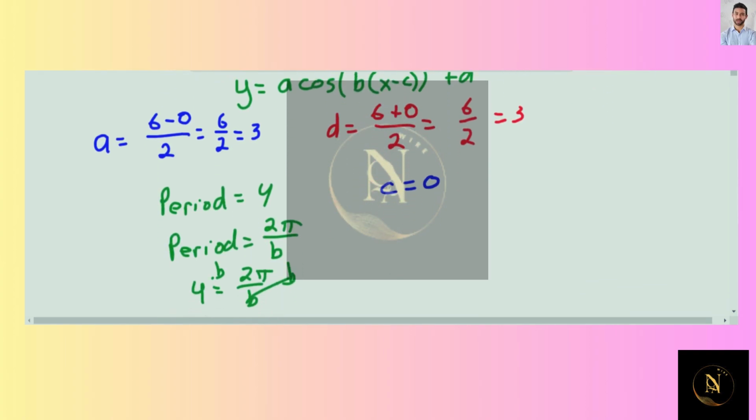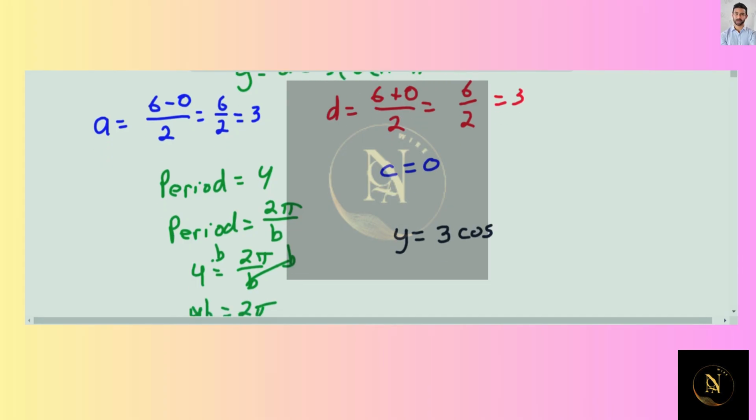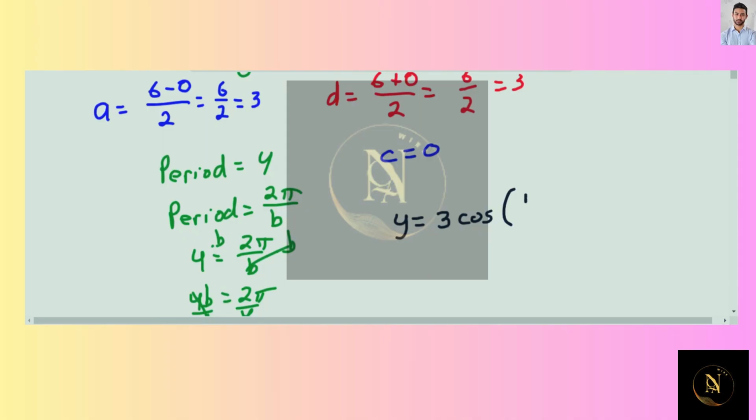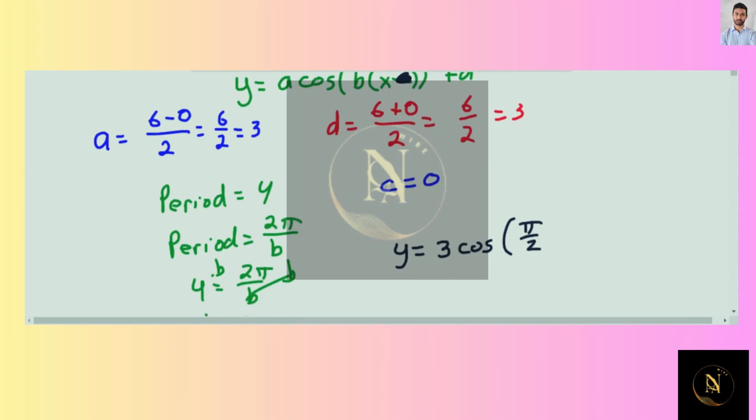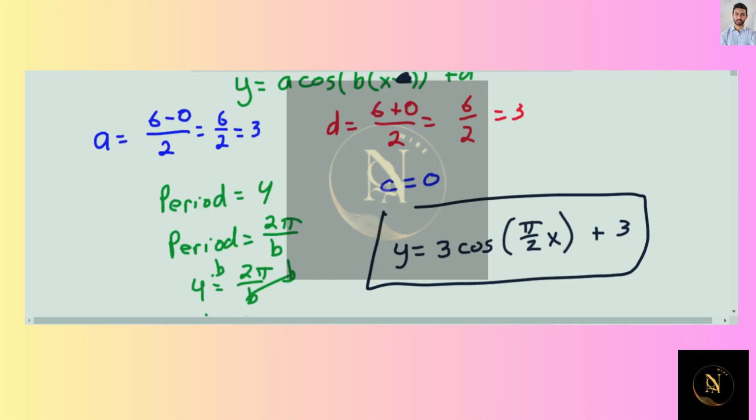Now that we have a, b, c, and d, we can write our equation. We're going to have y equals a, which is 3, times the cosine of b, which we found to be pi over 2. Because c is equal to 0, we can essentially cancel this part out. So really, we'll just have pi over 2 times x, added to d, which is 3. So now we've written the trigonometric function for this particular table.